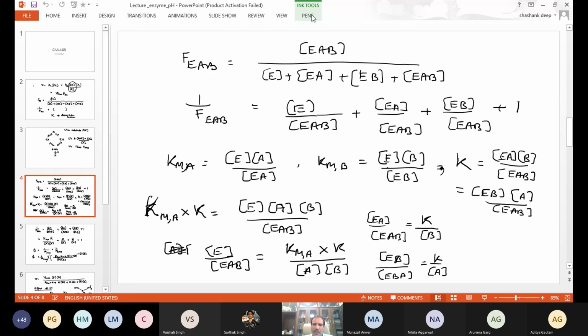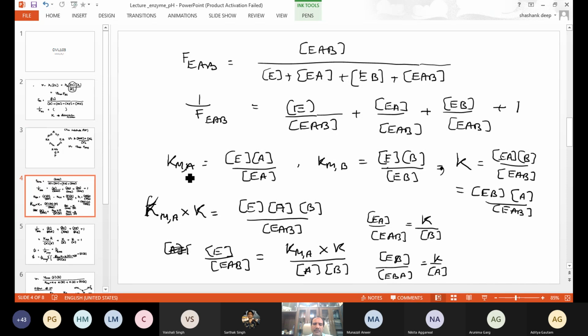So let us go. I will just let you know, and you can do it yourself. Please try once yourself, then you can understand this. So the fraction of EAB is EAB divided by E plus EA plus EB plus EAB. Again, the product we are neglecting. Okay, so 1/FEAB will be E/EAB plus EA/EAB plus EB/EAB plus 1.